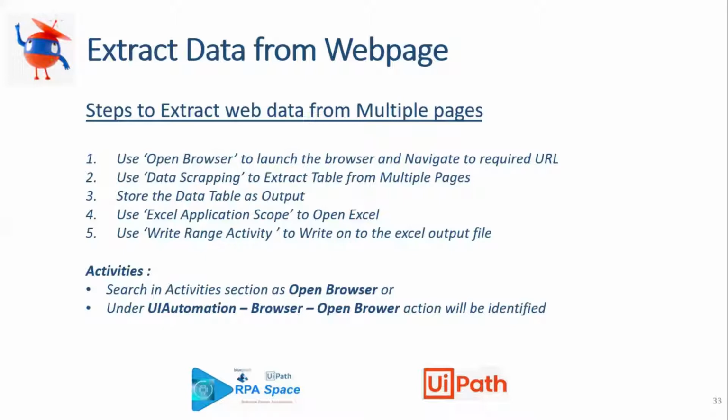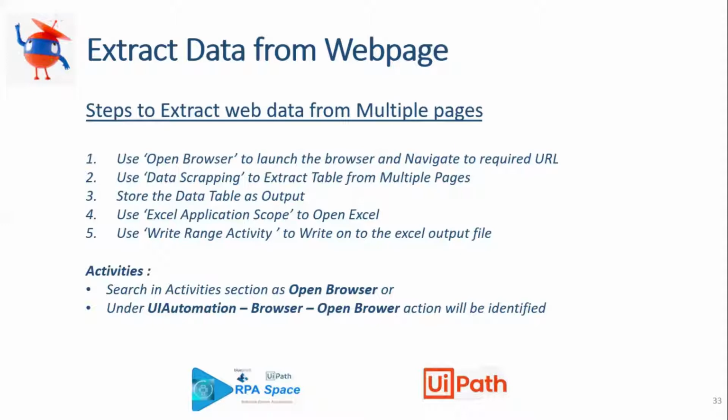So what are the steps we need? We need the open browser activity from the activities pane in UiPath, and then use data scraping, which is available. The result at the end will be a data table as a collection, and your data table can either be kept as a data table itself or stored in Excel for your future reference and output.